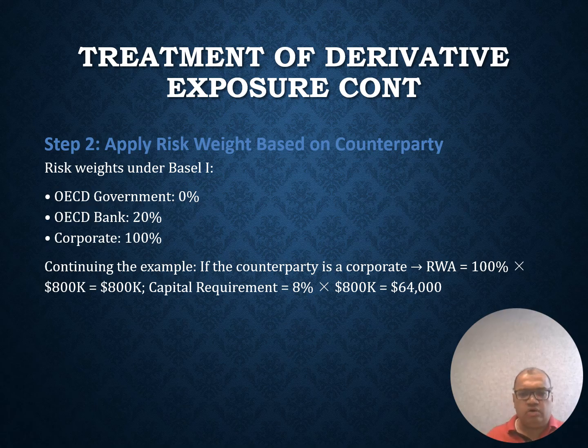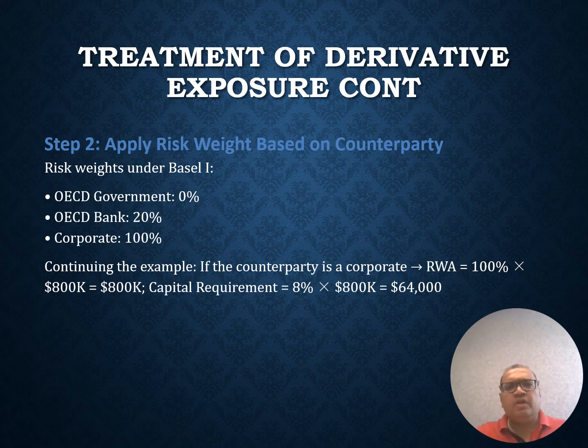So once you have got to this credit equivalent amount, then you apply the weights: OECD government 0%, OECD bank 20%, which we spoke about in the earlier slide. For example, if it is a corporate exposure, the RW is 100% of the 800K. If you have calculated the credit equivalent amount is 0.8 million dollars, then the whole of it is treated as risk-weighted assets, and 8% of that is kept as capital.